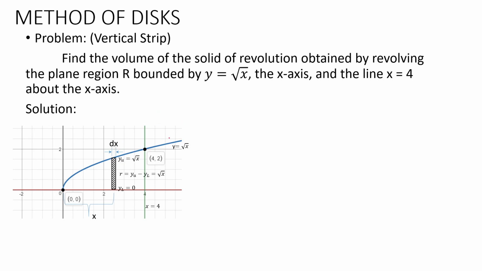So for example, the blue line is y equals square root of x. And then the green line is x equals 4. And then this red line here is the x-axis.